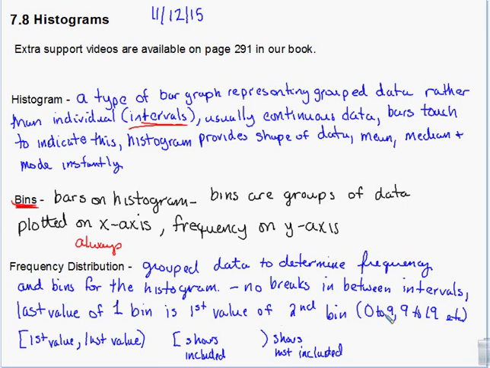So it's 0 up to 9, like at the very edge of 9, but not 9. And then the next bin is 9 up to the very edge of 19, but not 19. And then the next bin would actually include 19. So it could be like 8.5 zillion 9s and still be included in here. But as soon as you made it 9, it would go into the next one. Does that make sense? This is just an example of how the first value of one is the last value of the one before.